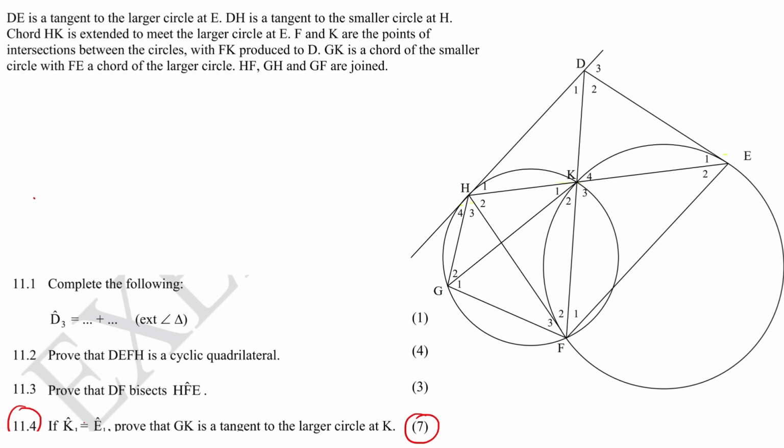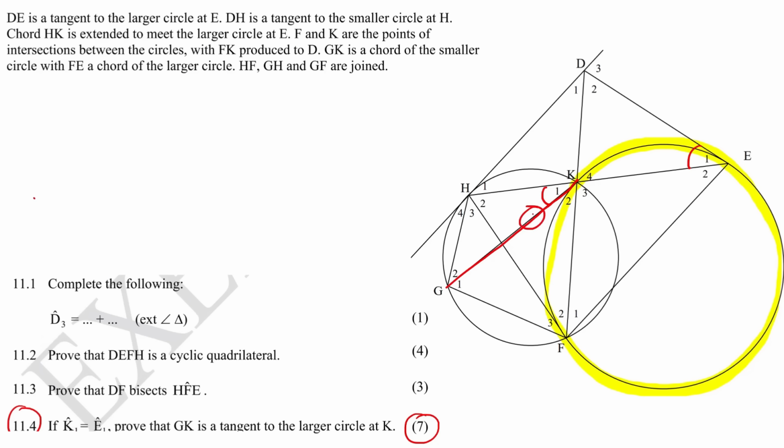Okay, this one says, if K1 is equal to E1, okay, E1 is over there, prove that GK, okay, this one here, is a tangent to the larger circle at K. All right. So pretty much, they always like to ask this. What the question is actually asking is the following. If, okay, so we've got the circle, okay?